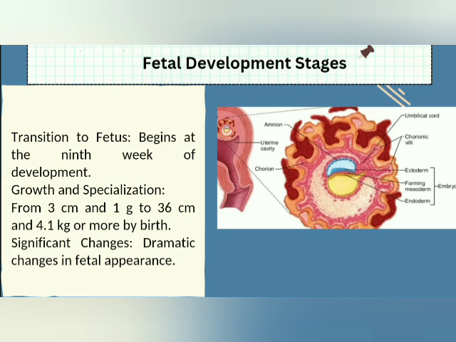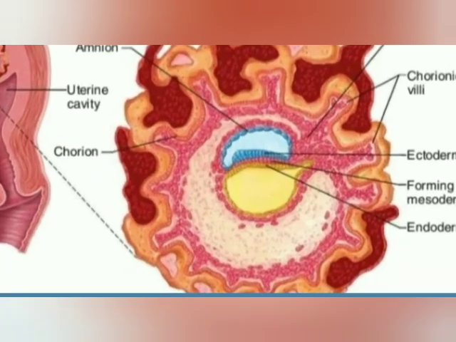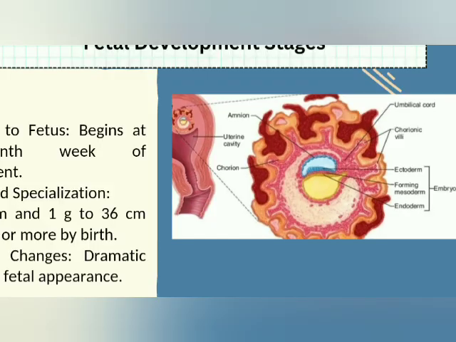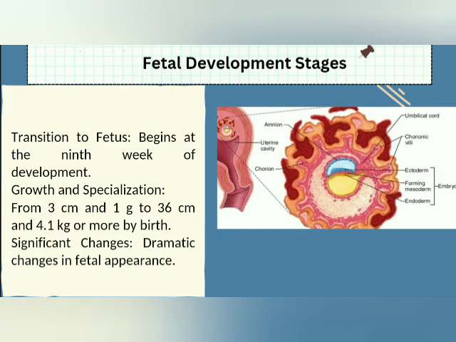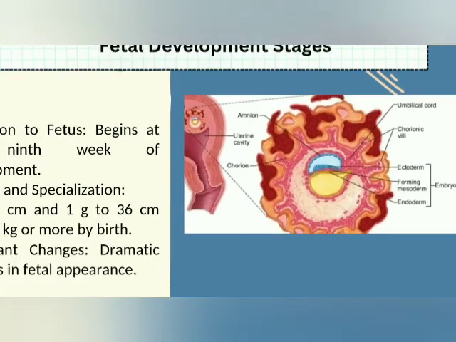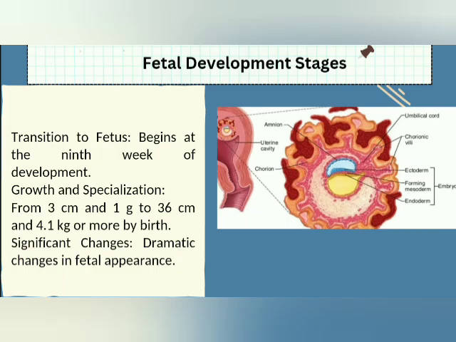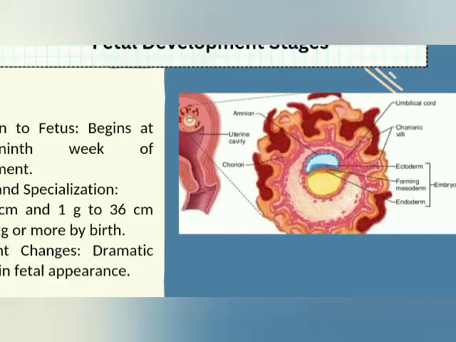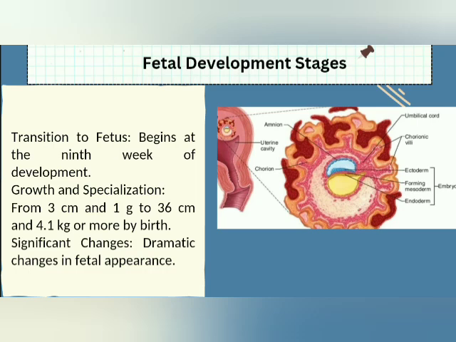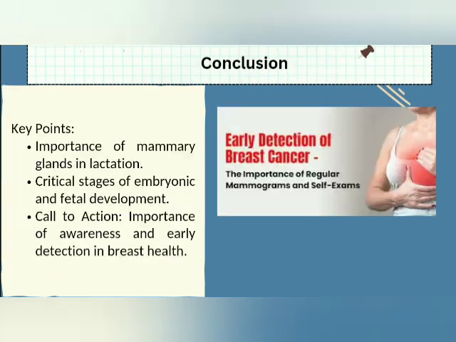The fetal development stages: from embryo to fetus begins at the 9th week of development. The embryo after week 8 we call the fetus. After that, the fetus undergoes growth and specialization, and dramatic changes occur.